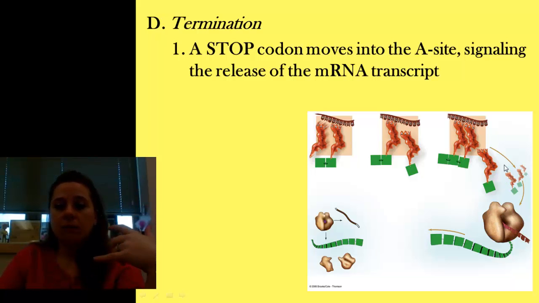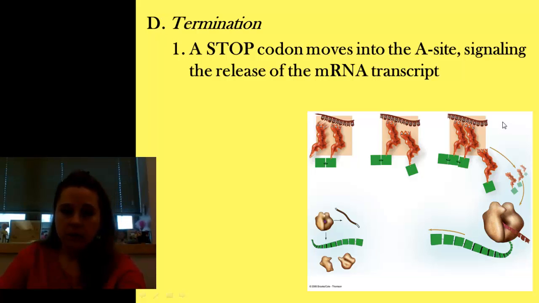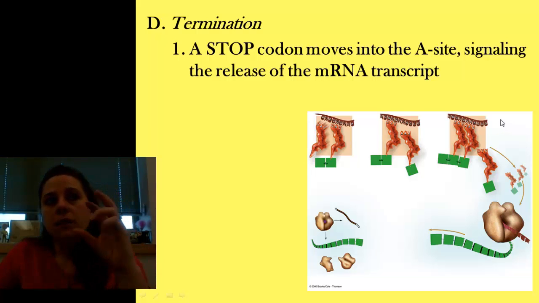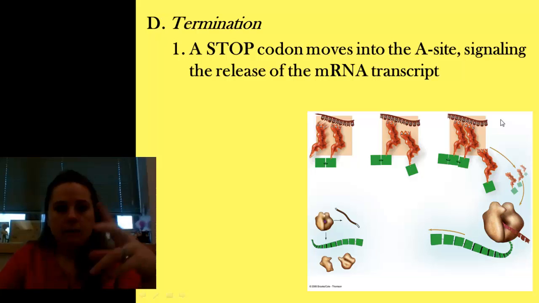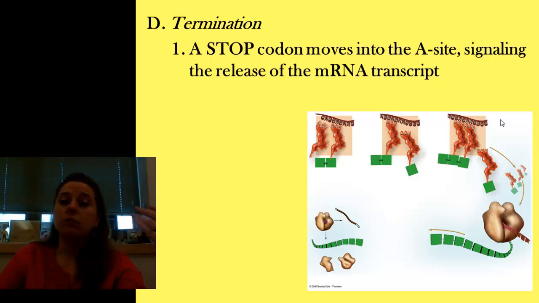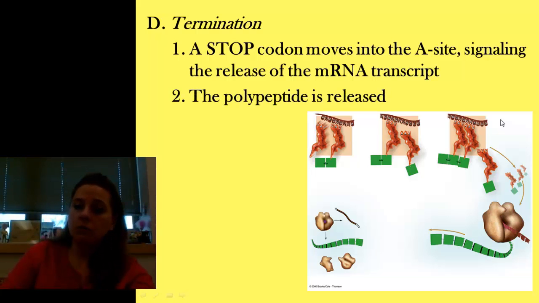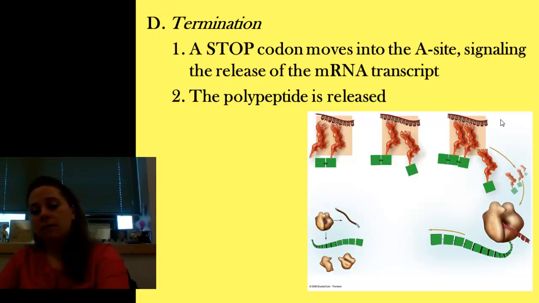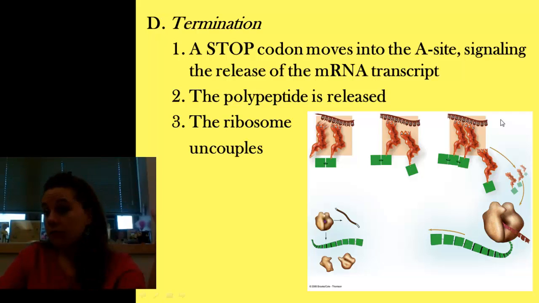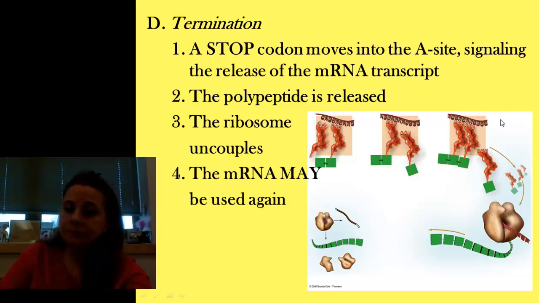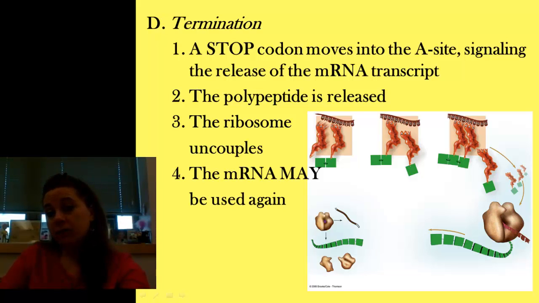Once that stop codon has moved in, because it will not be carrying an amino acid, that in essence tells the ribosome that it's done. It will release, okay, the new polypeptide chain, and that ribosome will then go off and find itself a new transcript to work. Okay, so that's it. All right, and that particular mRNA transcript can be used again. The ribosomes are used and reused.